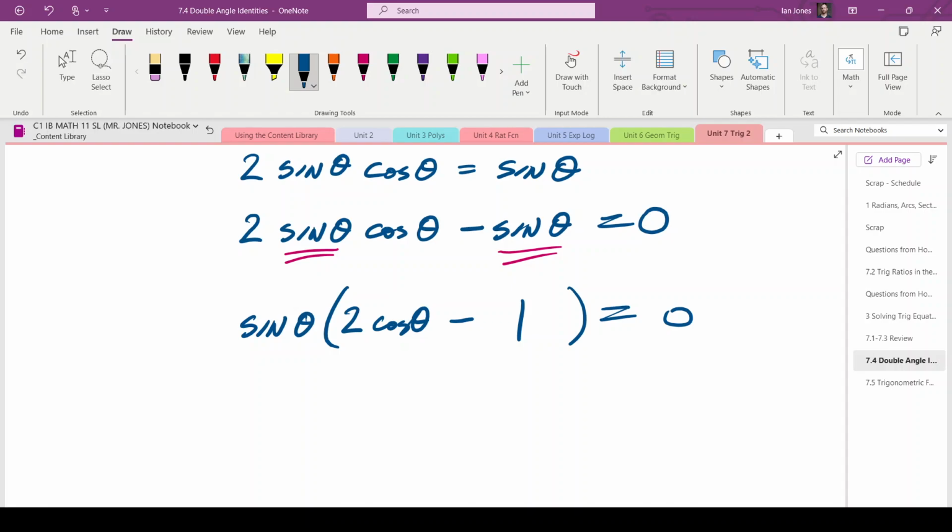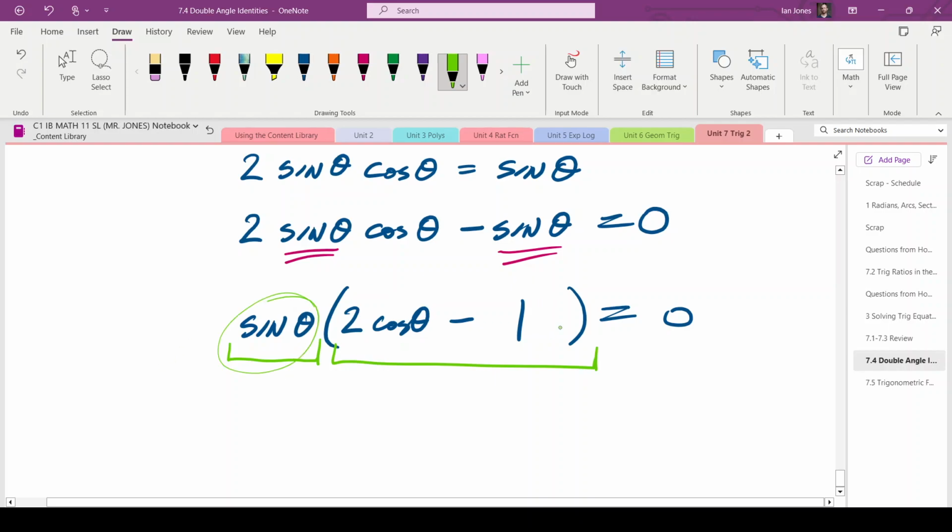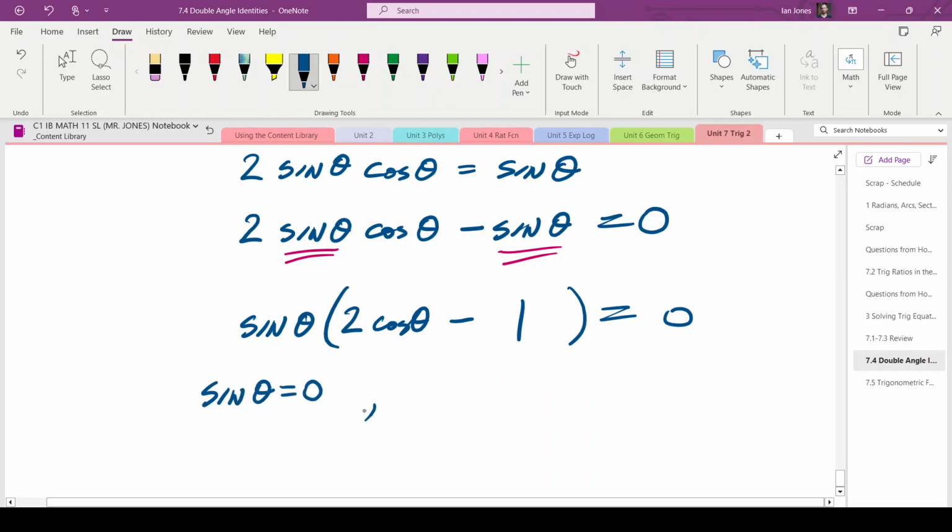Now that I've factored it, how do I solve this? Well, I set this equal to 0 and this equal to 0. Because any values of theta that make this equal to 0, or make this equal to 0, or make them both 0 at the same time, will make the entire equation 0. Just like before, I split this up into 2 separate questions: sine theta equals 0 and 2 cos theta minus 1 equals 0.